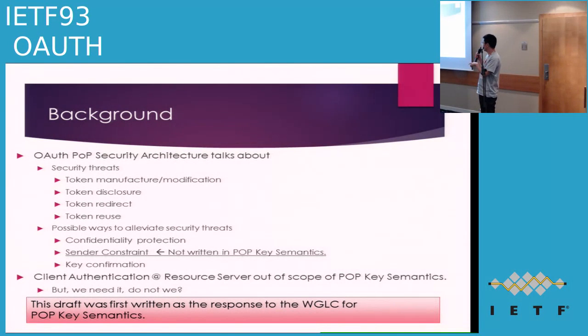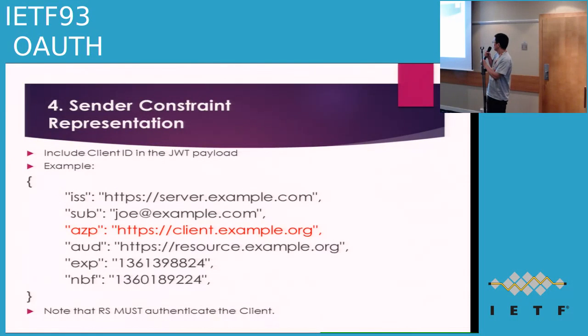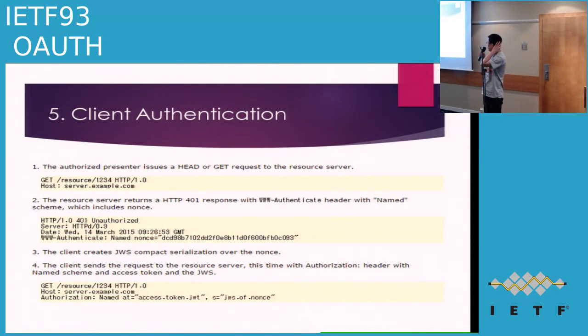Next slide. Basically, we want to include the client identifier in the JWT payload. That's one proposal. The other is that the client must be authenticated by the resource server. The presenter can issue a HEAD or GET request to the RS, and the RS returns a response with a named header. In the next step, the client creates a JWS compact serialization over the nonce. In step four, the client sends the request to the RS, this time with the authorization header, with the named scheme, the access token, and the JWS. Next.